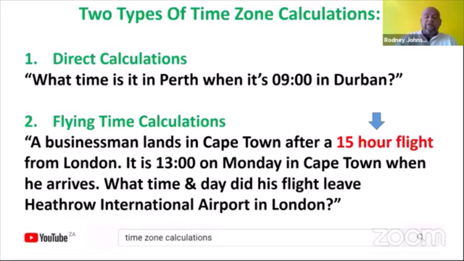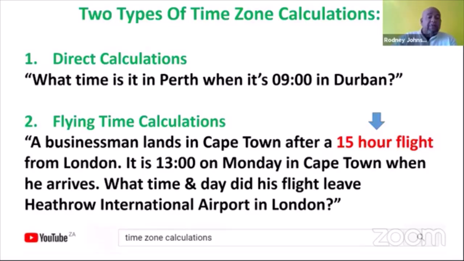The second type of calculation that you can expect to see is the type of time zone calculation where there's another variable included, and that variable is flying time. An example of a time zone calculation using flying time would be the following.